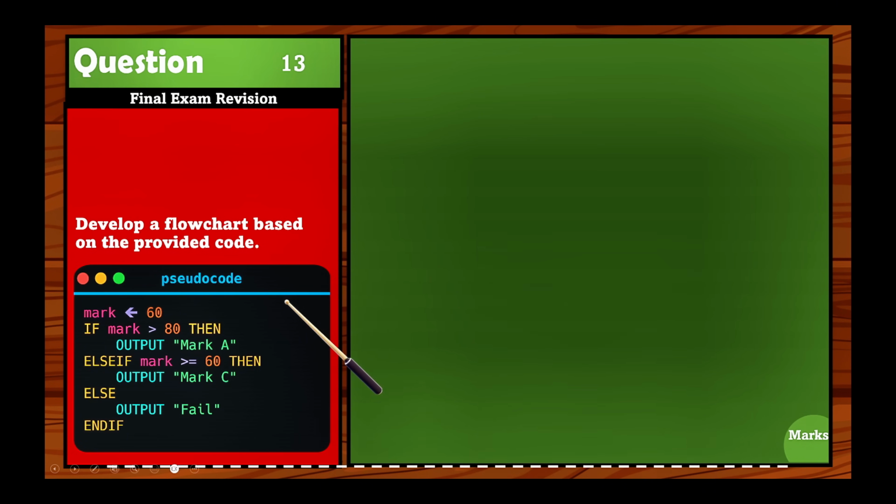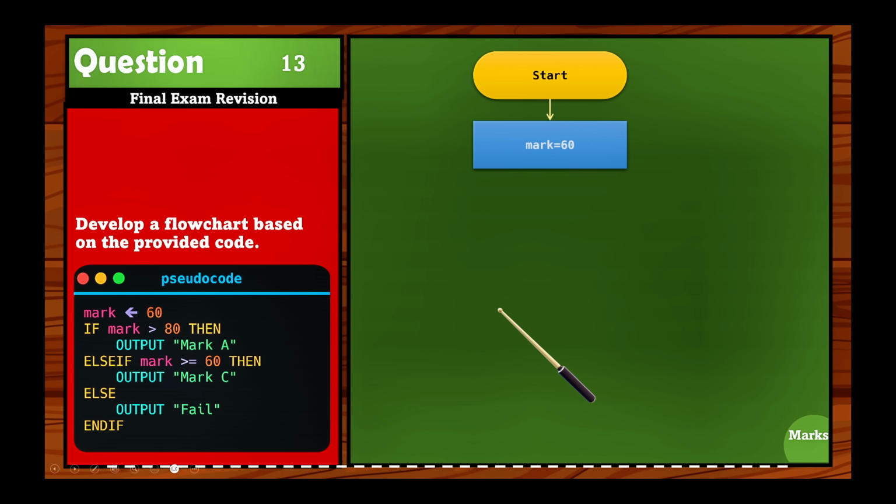Let's see another example. Develop a flowchart based on the provided code. And now you have if, else if statements and else. So let's see how we draw the flowchart for this program. So same thing, we can start the program and we store 60 in the variable mark.